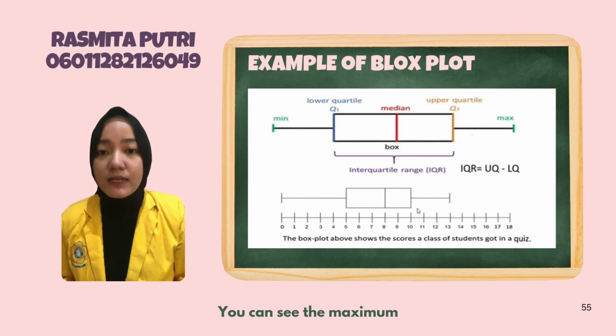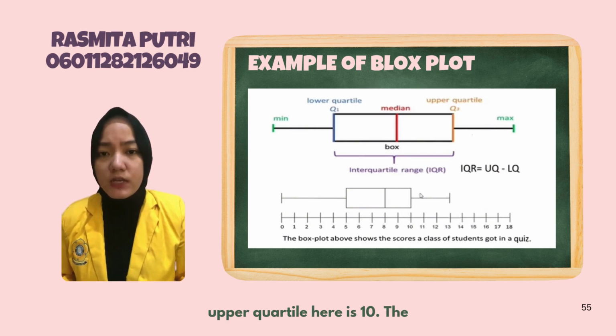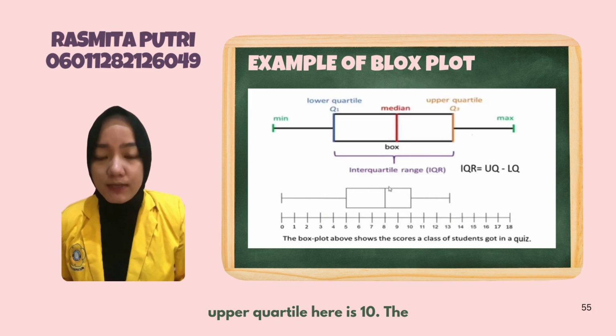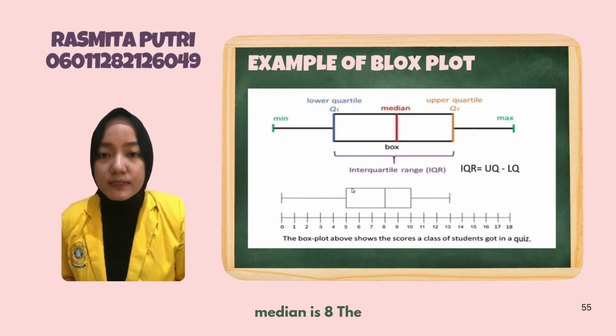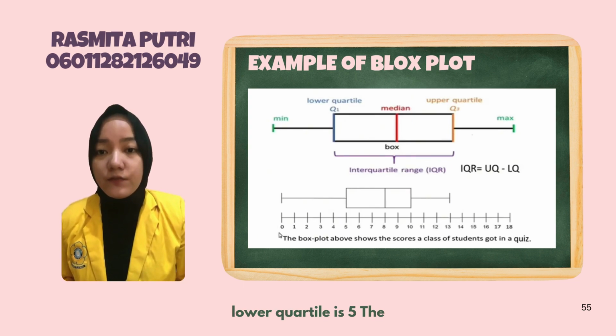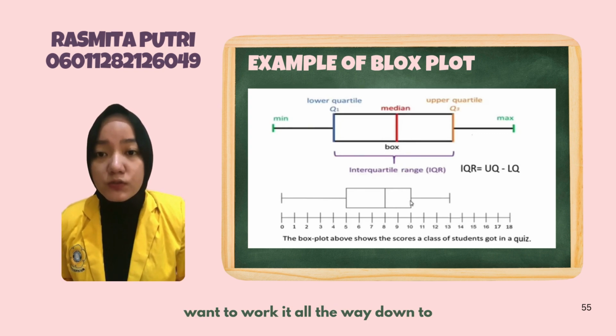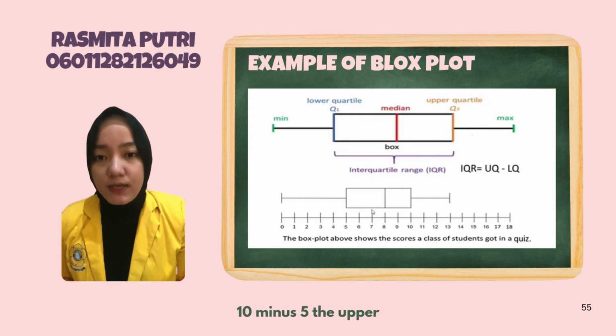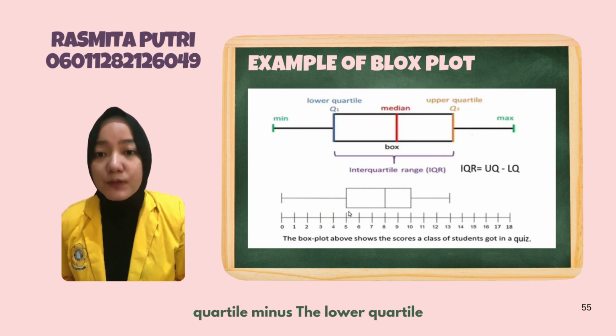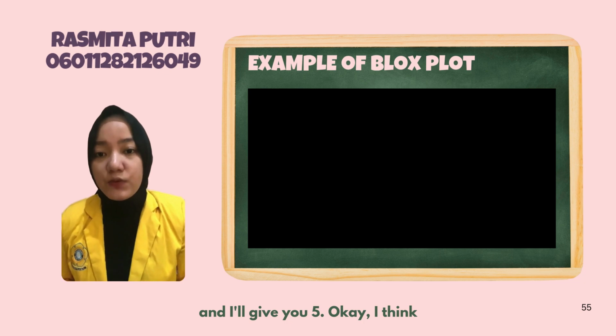This is a typical example of a box plot. You can see the maximum number is 13. The upper quartile here is 10. The median is 8. The lower quartile is 5. The smallest number is 0. And if you want to work it all the way down, the interquartile range is 10 minus 5, the upper quartile minus the lower quartile, and that gives you 5.